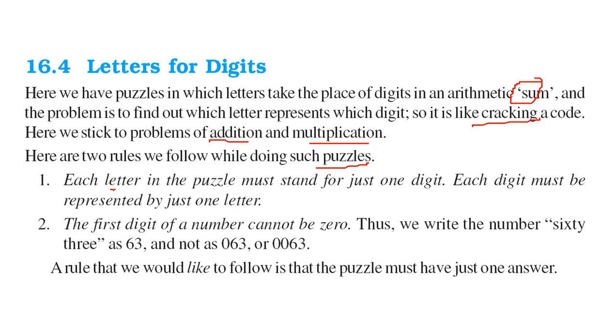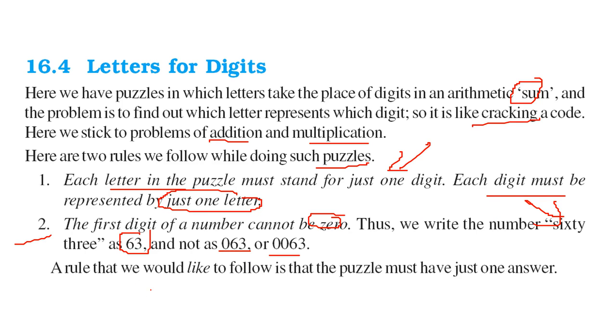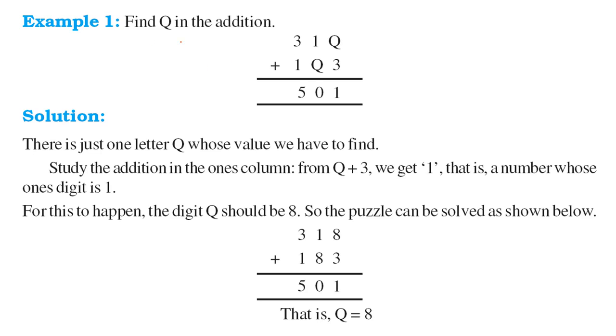First, each letter in the puzzle must stand for just one digit, not two digits, and each digit must be represented by just one letter. The second rule is that the first digit of a number cannot be 0. You cannot have 063 or 0063. It has to be 63. 63 has to be written like this. So let us find it out.